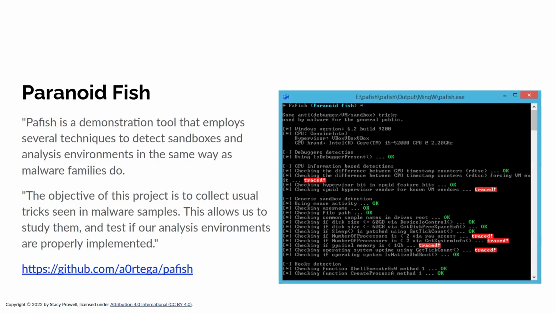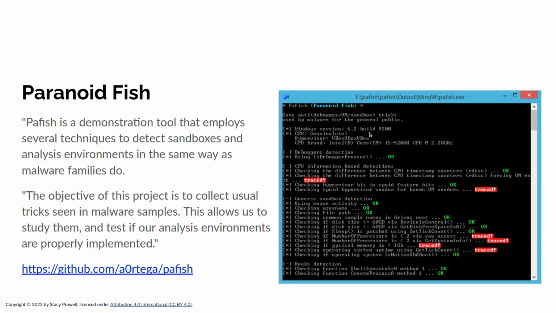Is all this documented somewhere? How do you find out if you're being sandboxed? Well, there's a tool for that. There's code, and the code can be found on GitHub, and it's called Paranoid Fish. Paranoid Fish is a demonstration tool that goes and checks to see if someone is trying to trace you.